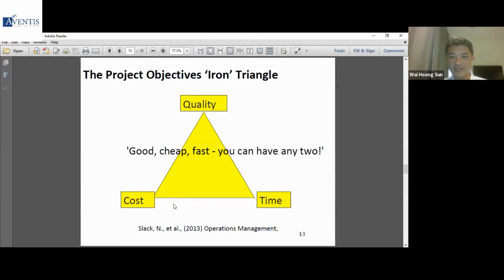But if you want something that is cheap and fast, usually it's at the expense of quality or scope. If you need something that is of high quality and fast, you need to put in quite a bit of resources in terms of money. Or if you want it to be high quality and cheap, you probably need a longer time to implement the project. So out of these three, you have to pick two, right?